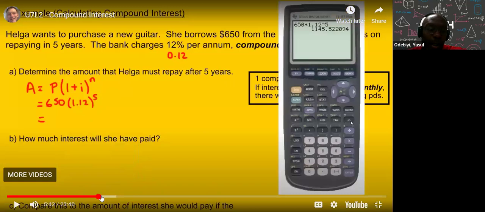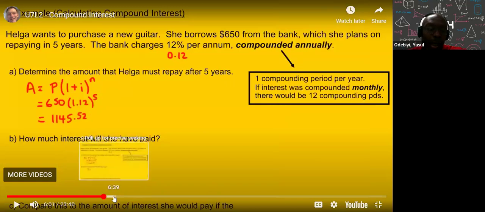Okay, we punch that in the calculator and we get the amount the person will have to pay back after 5 years. So look at that. The person borrowed $650 to buy this guitar. 5 years later, she's paying back the bank $1,145.52. Almost doubled, right? It's almost double the money she borrowed.